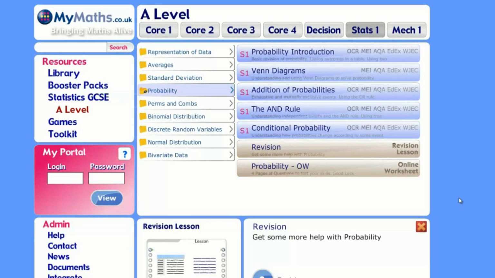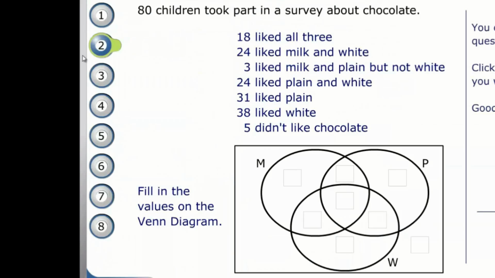Another good way of illustrating what's going on in a probability question would be Venn diagrams. I'm going to use my maths to illustrate this because the diagram is going to be neater than my version. So I've chosen the A-level option, the Stats 1 module, and the revision lesson. So let's bring this problem up. 80 children took part in a survey about chocolate: milk, plain and white. You can see 3 overlapping sets already drawn onto the diagram.